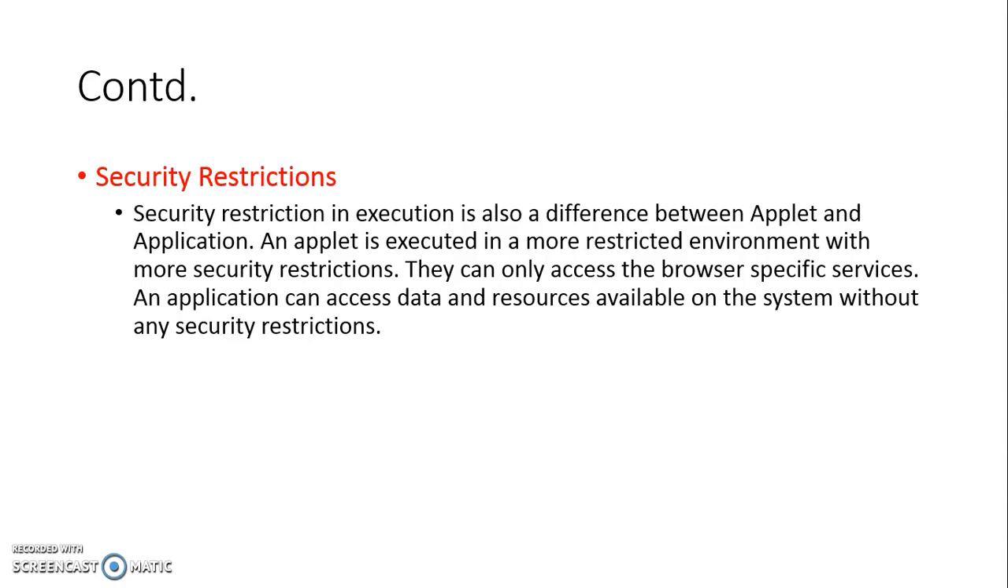Next, what are the security restrictions related to applet and application program? The security restriction in execution is also a difference between applet and application. An applet is executed in a more restricted environment with more security restrictions. They can only access the browser-specific services. An application can access data and resources available on the system without any security restrictions. There are no security restrictions related to an application program.